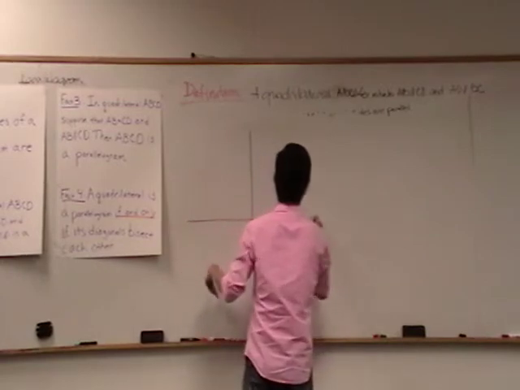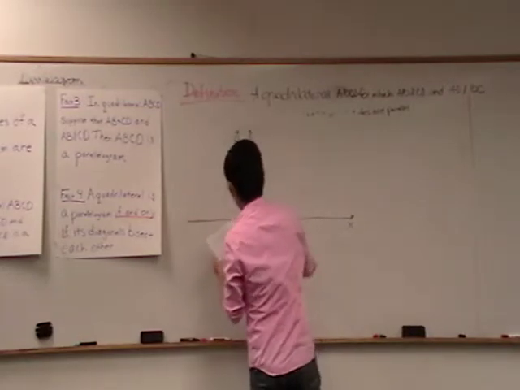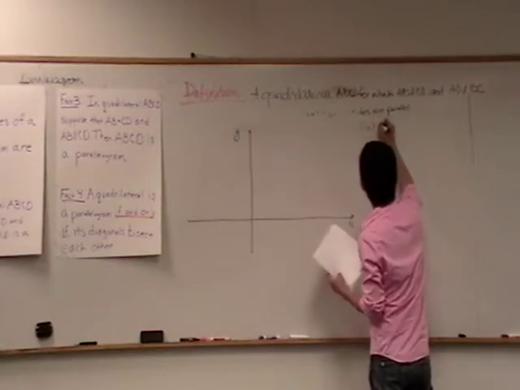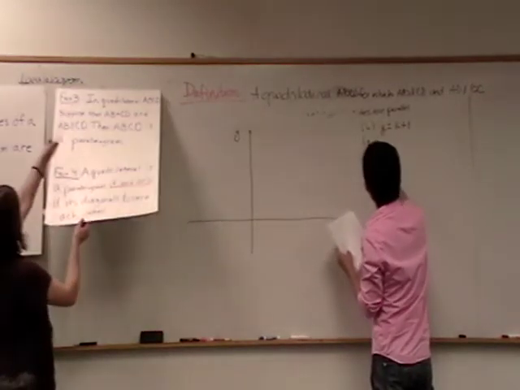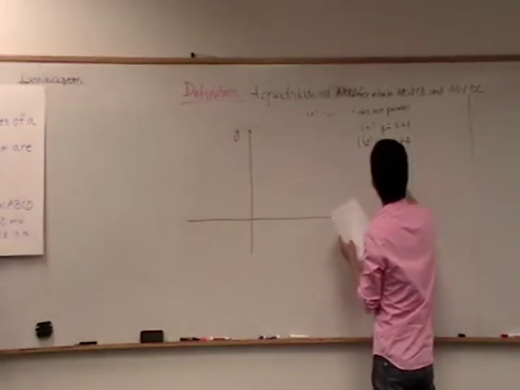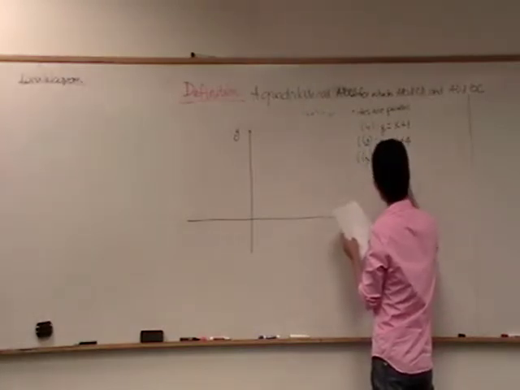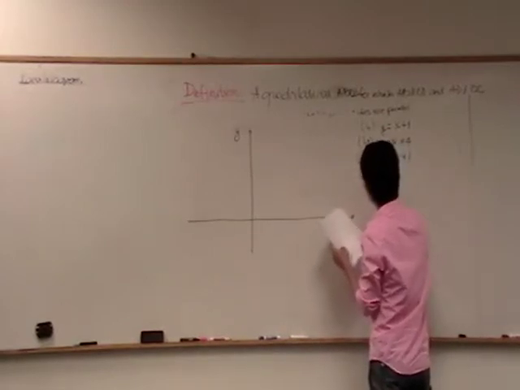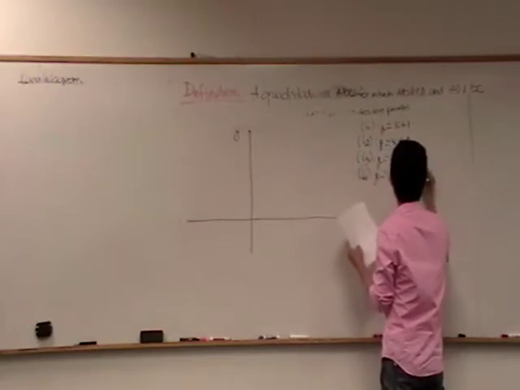All right. Now I have 4 lines. Line number 1 is y equals x plus 1. Line number 2 is y equals x plus 4. Line number 3 is y equals minus x plus 1, and line number 4 is y equals minus x plus 5.